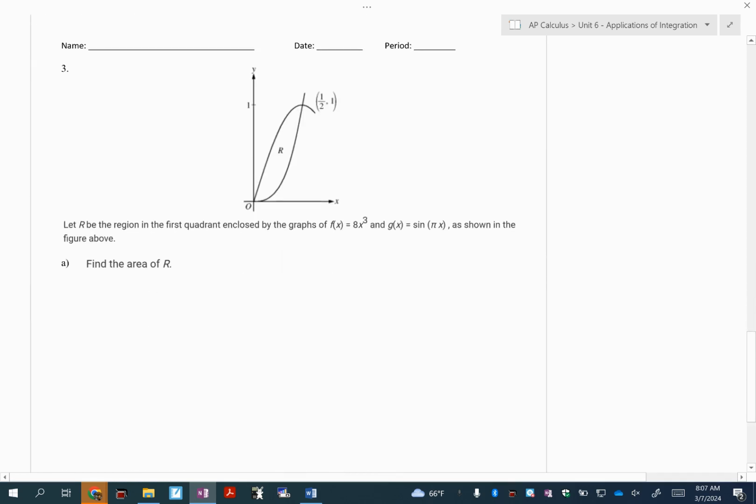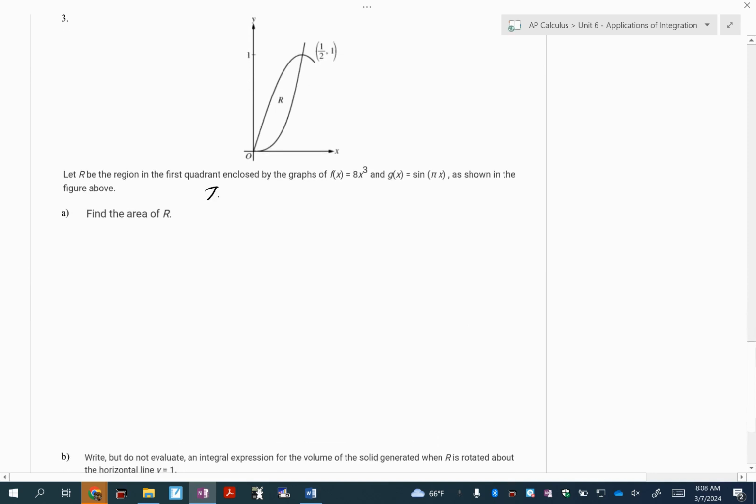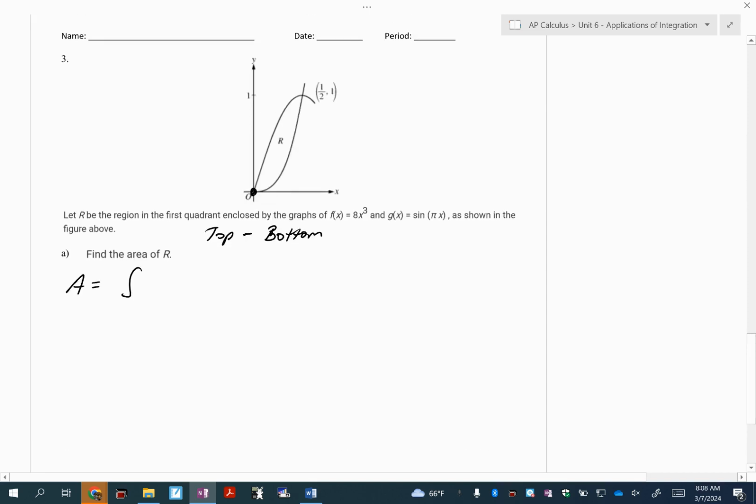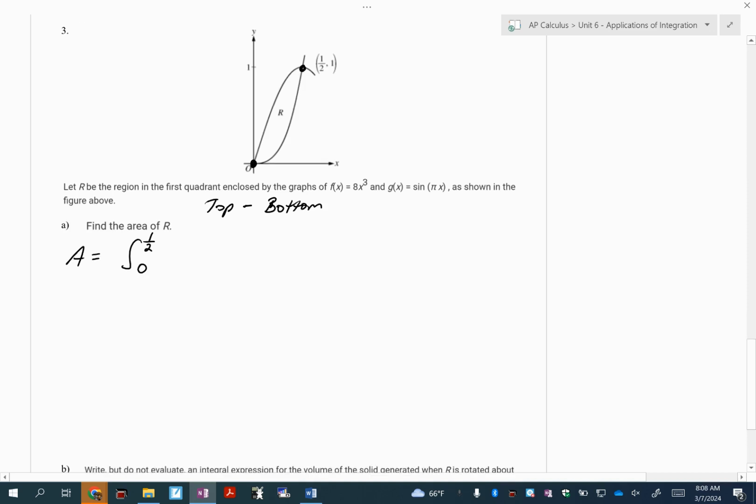Number 3, we have another region that is enclosed by two functions, and it's asking for the area of R. Again, the idea is I'm thinking top minus bottom here to find the area of R. So the area is going to be the integral, right? I'm looking at these 2 points. The x values of those points are 0 to 1/2. The top function is actually the sine function, that sine wave. So that top function is the sine of pi x minus the bottom function, which is going to be 8x cubed. All right, so all of that, and don't forget the dx for your notation.